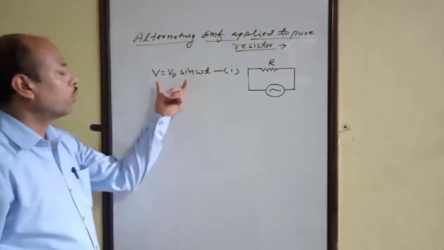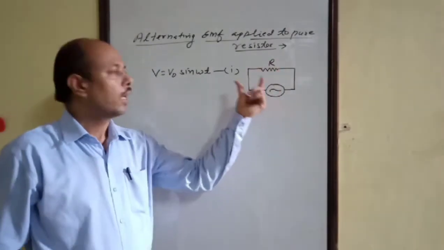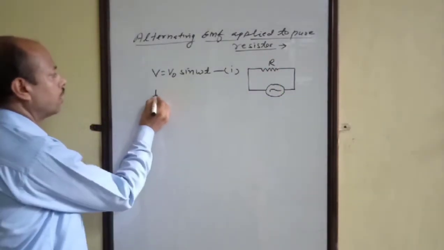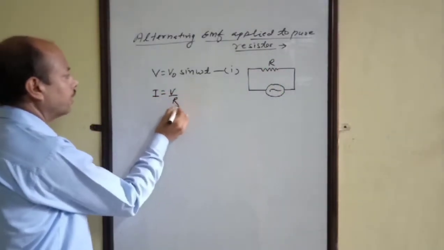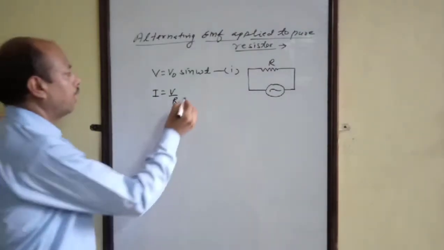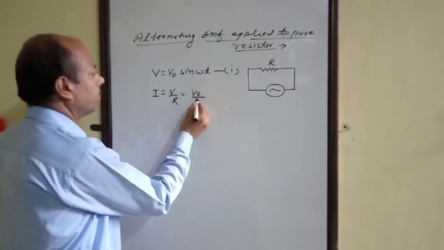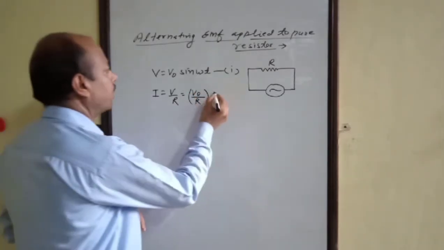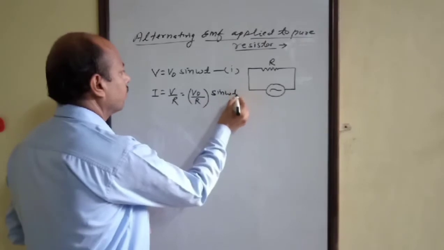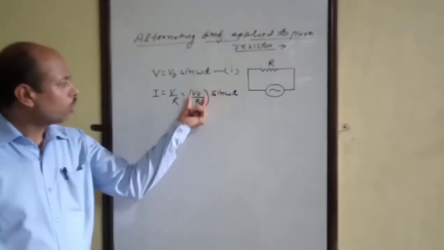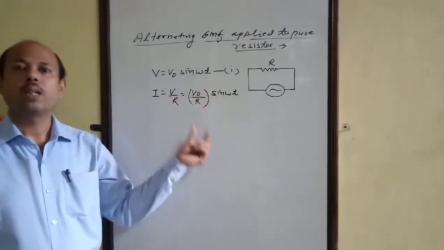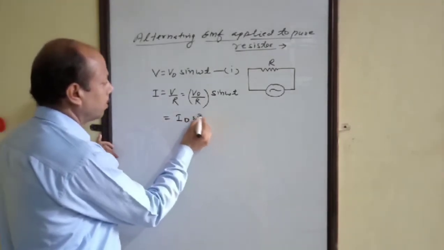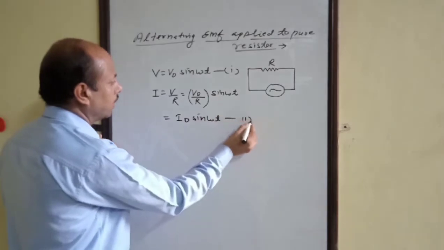Now we have to find the current for this resistor, and we know that a resistor directly obeys Ohm's law. Therefore, by using Ohm's law, we can write I equals V by R. Very simple, and therefore it becomes V naught by R sin omega t. Now this V naught by R is the peak value of current, and therefore it becomes I naught sin omega t. That is equation number 2.